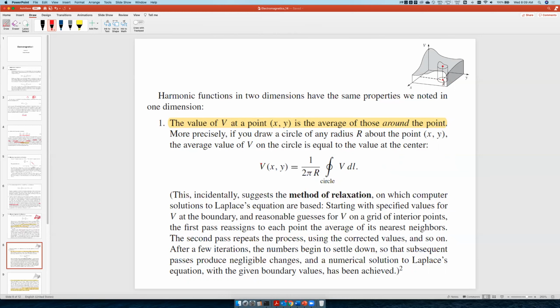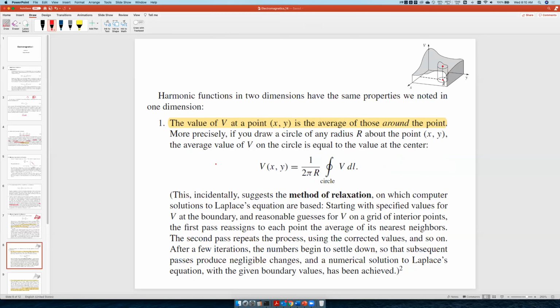Or if we write it in the equation, v(x, y) equals 1 over 2 pi r, times the circular integral of the value v times dl. And we know that the circular integral of dl, which is shown here, is 2 pi r because it's the length of the circle. So in order to calculate the mean, we just use 1 over 2 pi r times this value.